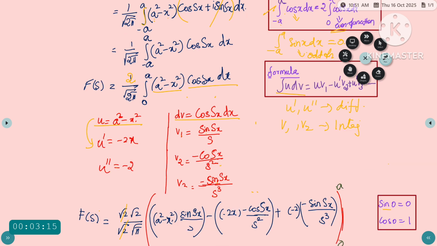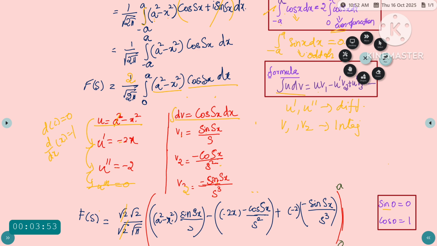What is the differentiation of u? Differentiation of u is u dash. What is the differentiation of a constant? The differentiation of a constant is always equal to 0. So the differentiation of a square tends to 0. What is the differentiation of x square? Minus 2x. And the second order differentiation, u double dash, equal to minus 2. What is the differentiation of x? It is equal to 1. So 1 into minus 2 is minus 2. If you differentiate again, that answer comes to 0, so there is no need to find u triple dash. We have 3 values, so you have to find up to the v3 value for using this formula.